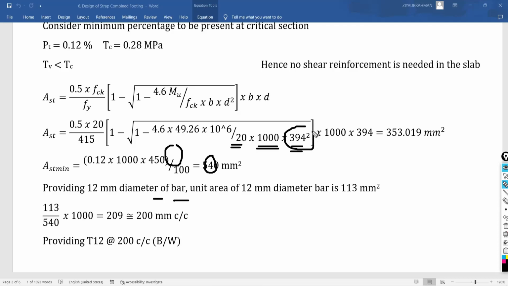This is the effective depth. Again B is 1000, effective depth is 394. We are getting the area of reinforcement as 353.019. Area of reinforcement required for the flexure.